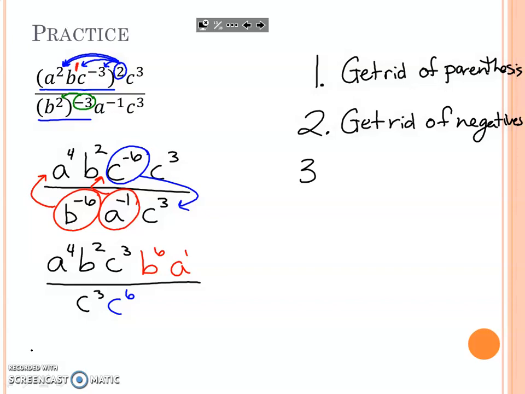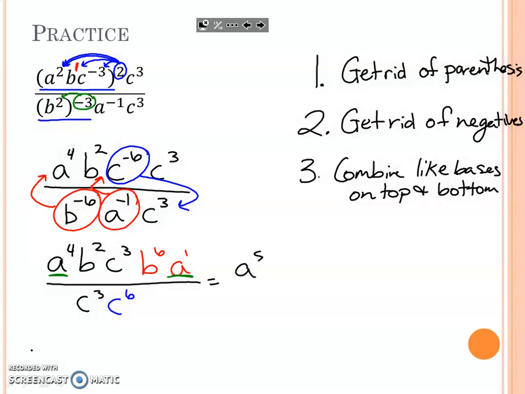My third step is I want to combine like bases on top and bottom. Combine my like bases on the top and the bottom. Okay? So I'm going to look up top. I've got an a to the 4th and an a to the 1st. I can combine those two together, and when we combine, we add our exponents, so that would become an a to the 5th.